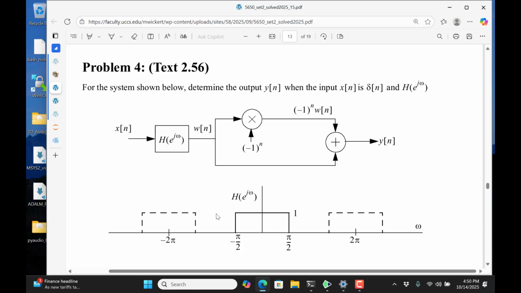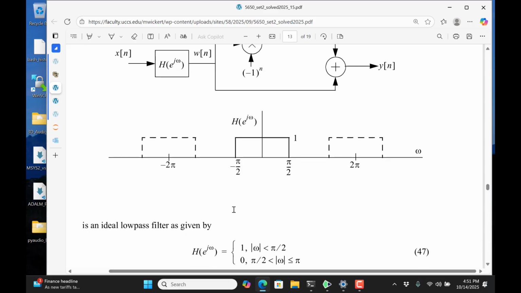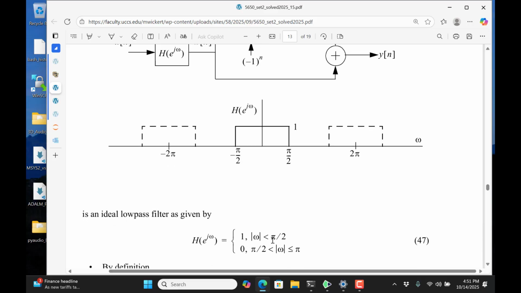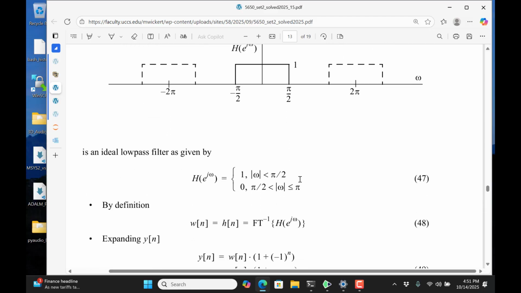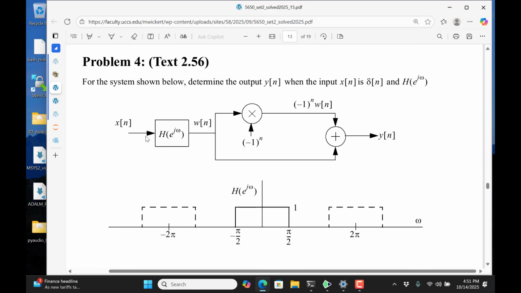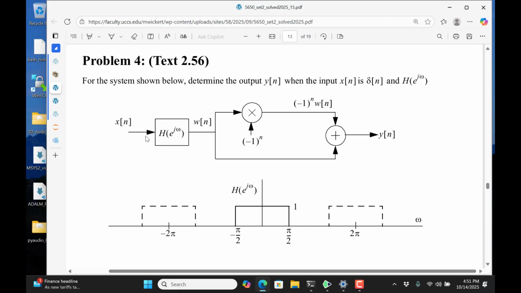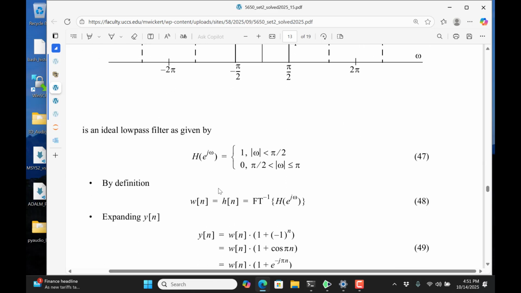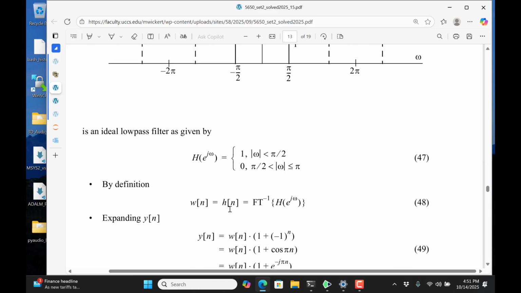So here's the frequency response of the filter, which is given in the problem statement as an ideal low-pass filter with cutoff frequency at pi/2. And you're given an impulse goes into this. So this w of n is going to be the impulse response. And impulse response to the filter means it's the inverse Fourier transform of the frequency response.